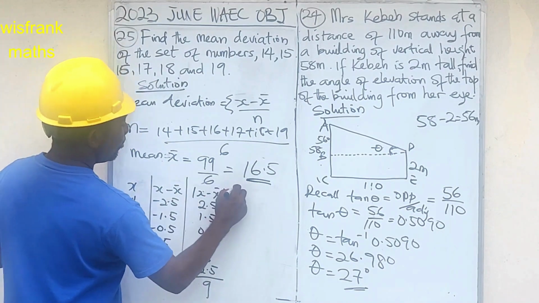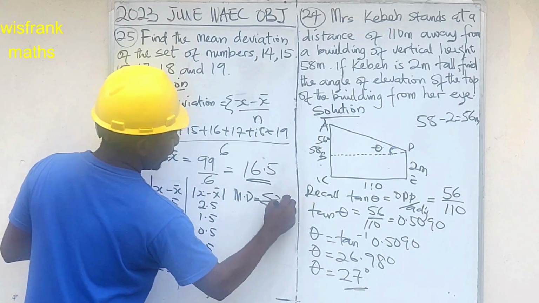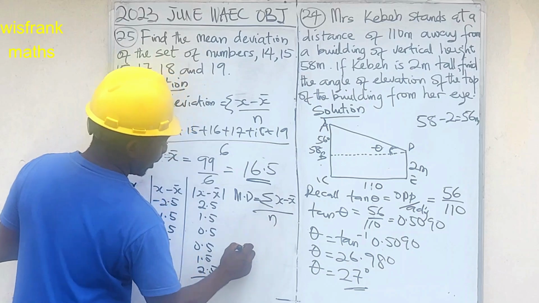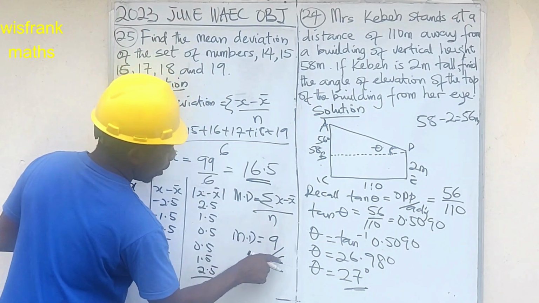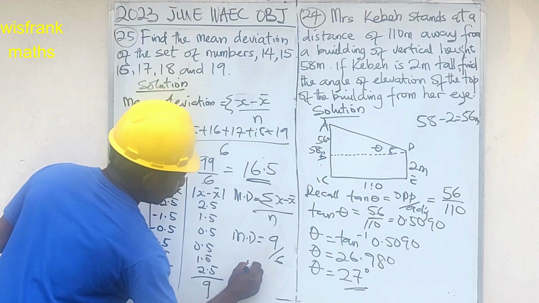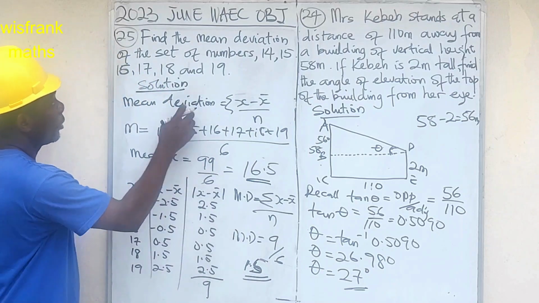So here our mean deviation, which is MD, will equal the summation of absolute x minus the mean, all over the number, which is n, equals 9 over the number, which is 6. So 9 over 6 is equal to 1.5. So this is the mean deviation of this question.